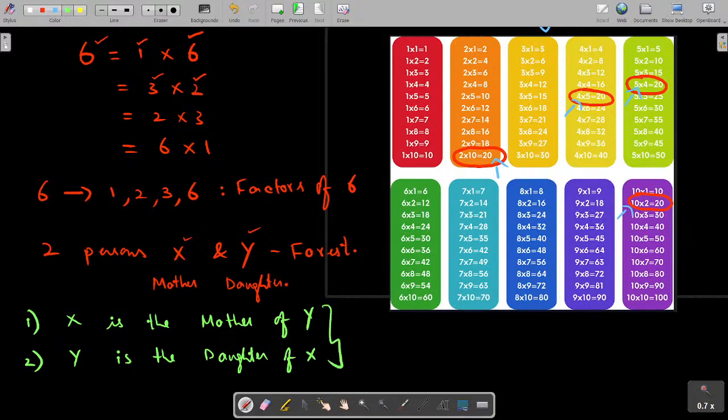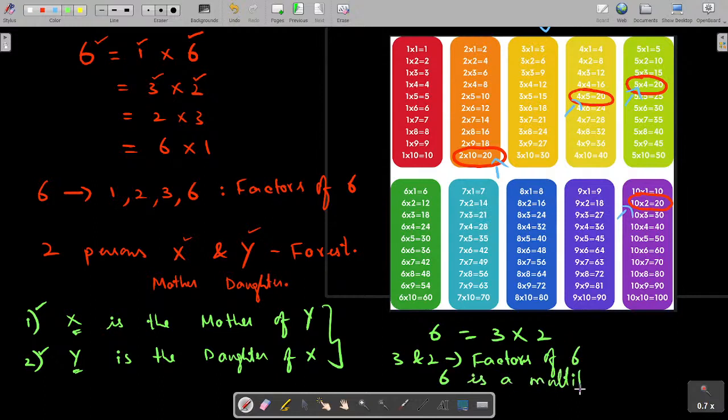Both are the same lines, but from two different angles. You agree with me? First, I am focusing on X. Who is X? Mother of Y. In the second line, I am focusing on Y. Who is Y? Daughter of X. The same way, if I talk about 6, which is 3 into 2, I shall write 3 and 2 are factors of 6. Also, I can write 6 is a multiple of 2 and 3.